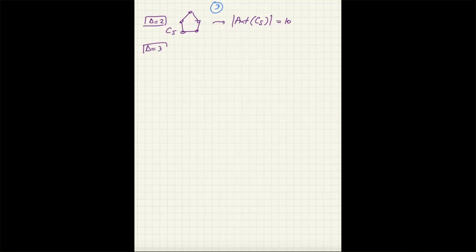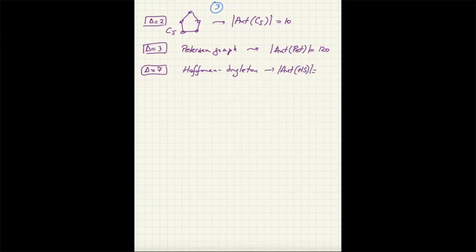Now, for delta equals 3, the Petersen graph, this is less trivial than C5, and I won't prove it here, but the automorphism group of the Petersen graph has 120 elements. It's the symmetric group on 5 elements. And for delta equals 7, the automorphism group is more complicated, but has been determined, and its cardinality is very large, 252,000. Okay. So all these graphs are very symmetric, very beautiful graphs.